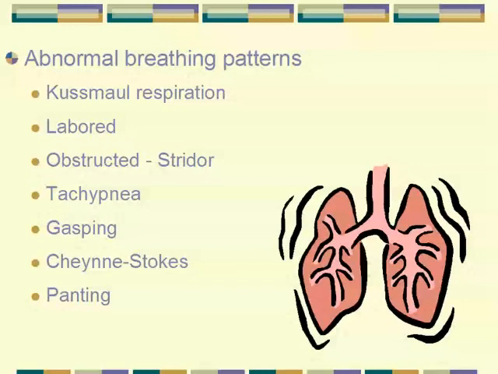Kussmaul's respirations are an increased rate and depth with no pause in respirations due to metabolic acidosis and or exercise. Labored breathing is an increase in tidal volume and effort. Decrease in rate. Prolonged inspiration or expiration may be noted. Tends to occur if you run a distance, possibly.